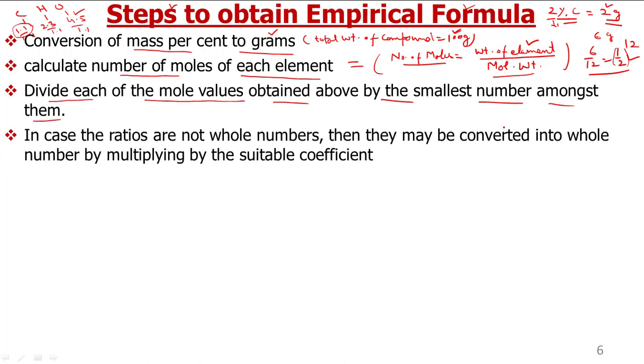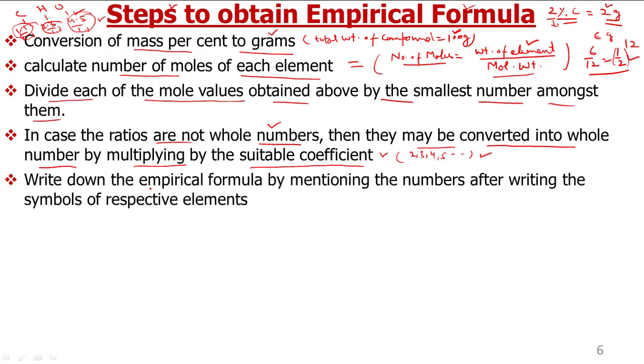The next step is that this ratio should be a whole number. We should obtain this ratio as a whole number, but in some cases you will not get it as a whole number. So if the ratios are not whole numbers, then we may convert them into whole numbers by multiplying by a suitable coefficient. We have to find some number, either 2, 3, 4, 5 or anything, by which we can multiply this ratio so that we get whole numbers. In most cases you get whole numbers, but if you don't, then we have to do these steps.